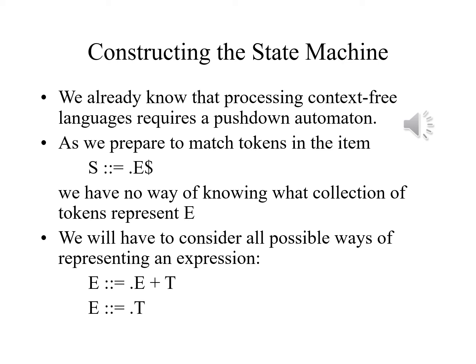As we prepare to match tokens to the item S derives dot E dollar, the dot there tells us that we are about to process the non-terminal E. But we have no way of knowing yet what tokens we are going to encounter and when we will be finished finding all the things that will represent an expression in this case. What that means is I need to take a look at all of the possible ways of representing an expression, which in this case will give us the initial items E derives dot E plus T and E derives dot T. So in other words, I know that I'm going to have to substitute for E one of these two expressions, and we'll go on from there.